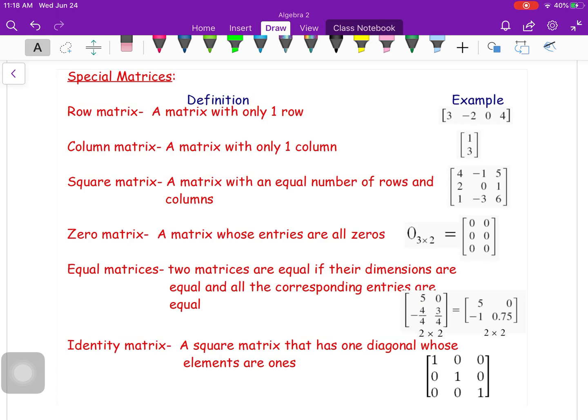Now we have all kinds of special matrices. The first I'd like to talk to you about is called a row matrix. And remember, mathematicians call things as they see them. The reason it's called a row matrix is because it is a matrix with 1 row. And here is an example of it. You see there's only 1 row and 4 columns. On the other hand, a column matrix would be a matrix with 1 column, as you see here.